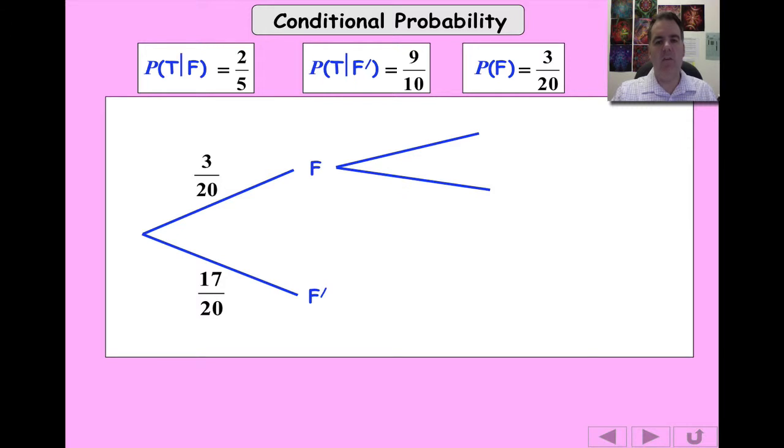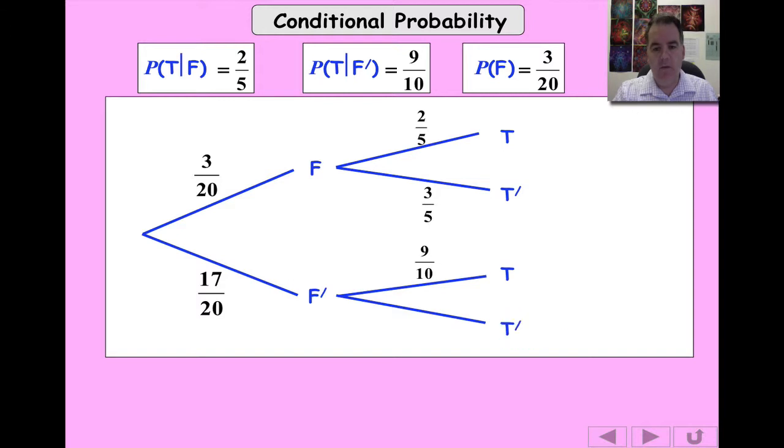Now, the next branches are whether he's going to be on time or not on time. If there is fog, the probability he's on time is 2/5. Therefore, the probability that he's not on time is going to be 3/5. If there's no fog on the motorway, the probability that he's on time changes to 9/10. So the probability he is not on time in that case is 1/10. Note that the branches from each node of the tree diagram have got to add to 1.